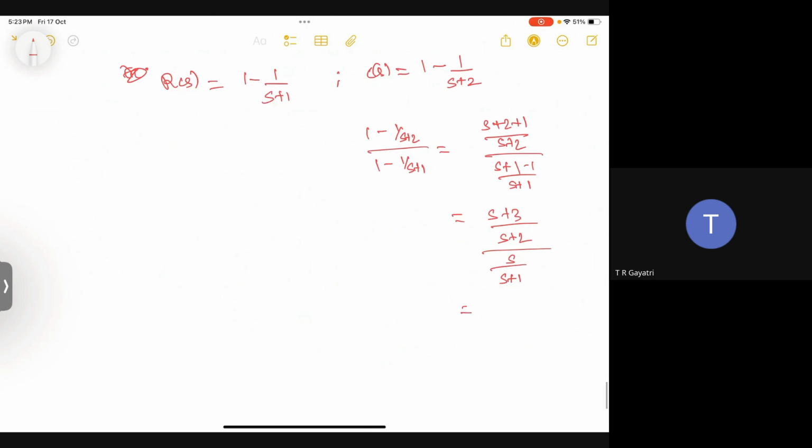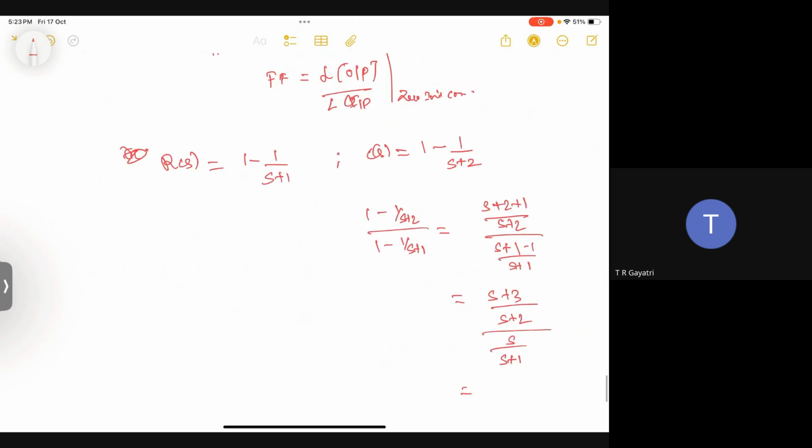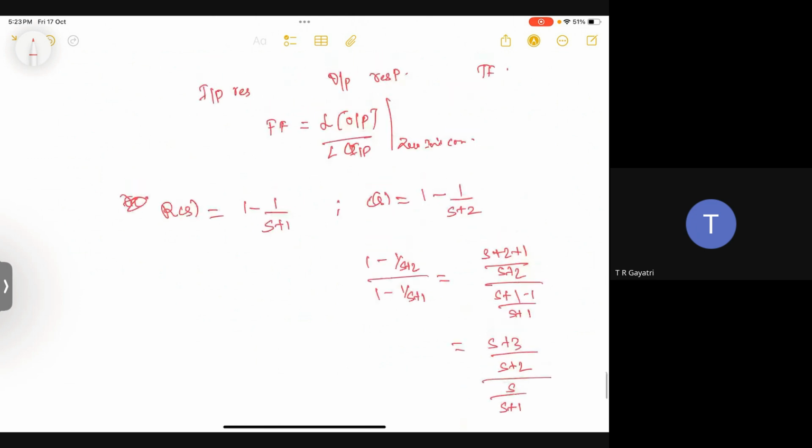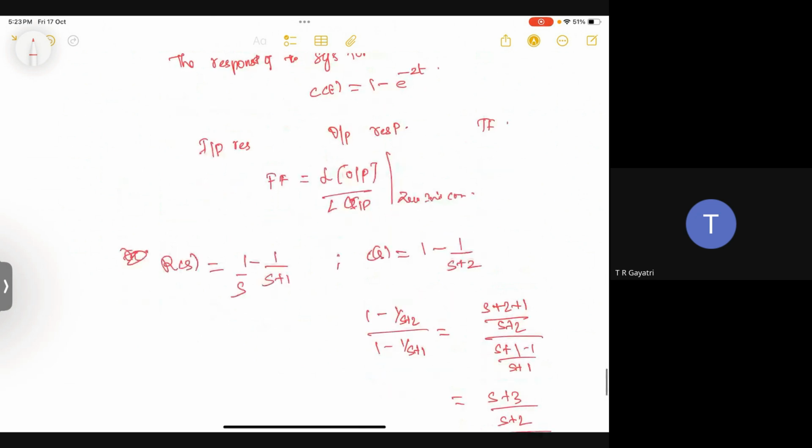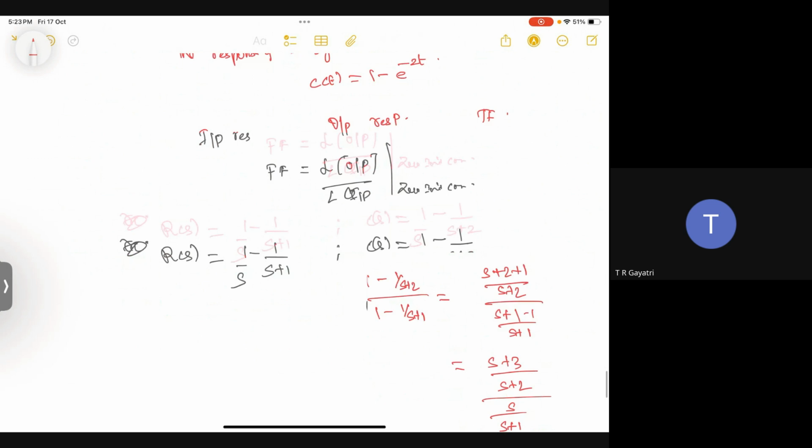Again, how can I write this? I have to find a way to write it properly so that I can find the inverse Laplace transform easily. How can I write? Oh, I missed a term here. This will be 1 by S, no? Laplace of 1 will be 1 by S. Then this won't be this complex.